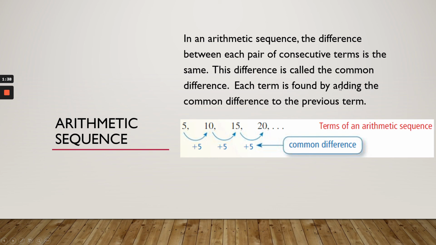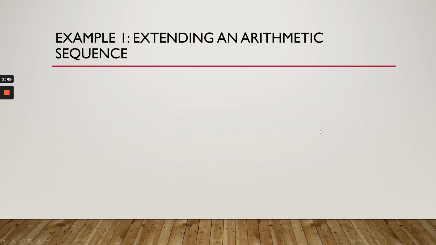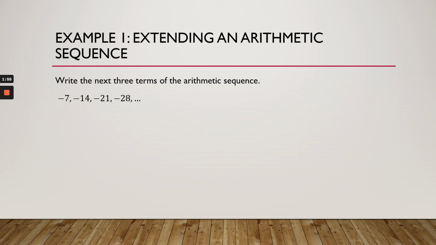Each term is found by adding the common difference to the previous term. So now to find the next number after 20, I would just add 5, and it would be 25 next. So let's go ahead and extend some of these sequences.